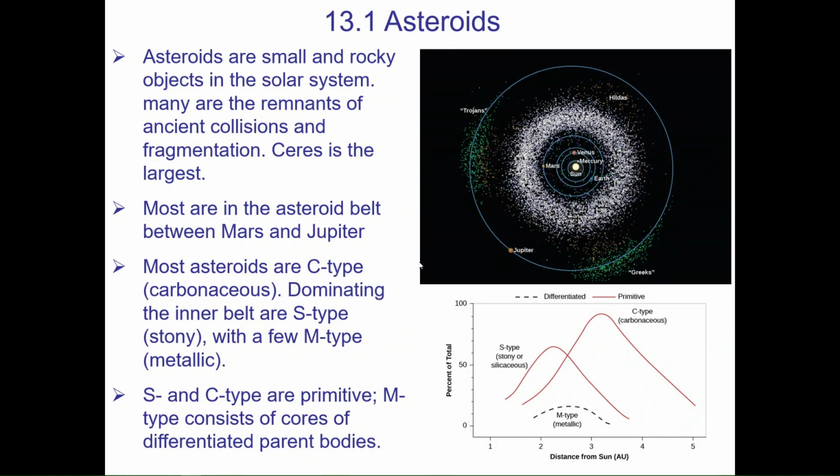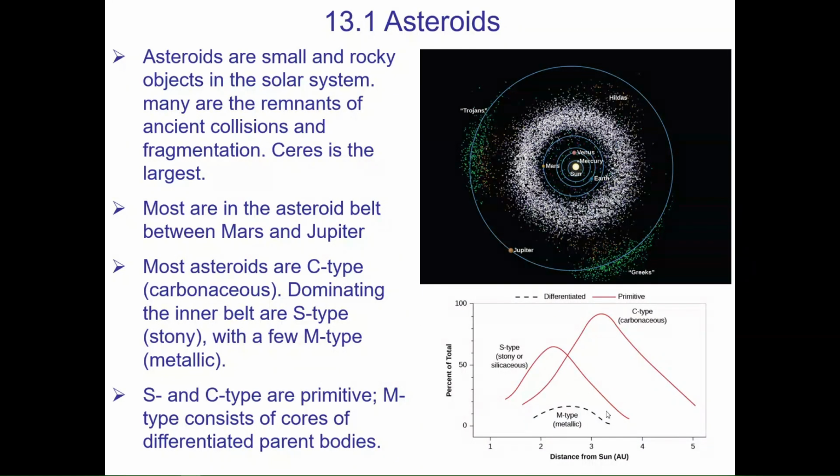In terms of type of asteroid, there are primarily 3 types. Most of them are C-type, which is carbonaceous. That means they are rich in the element carbon. Other than C-type, dominating the inner belt are what we call the S-type asteroids, which are primarily made from stony material like silicon material. And very few of them are M-type asteroids, which are made from metallic material like iron.